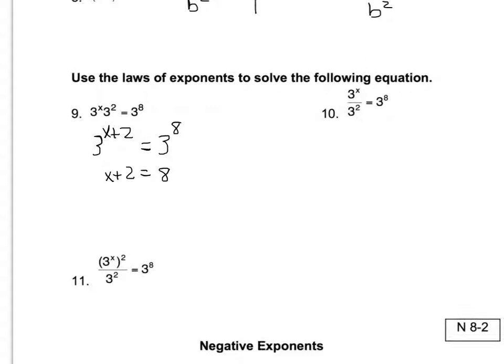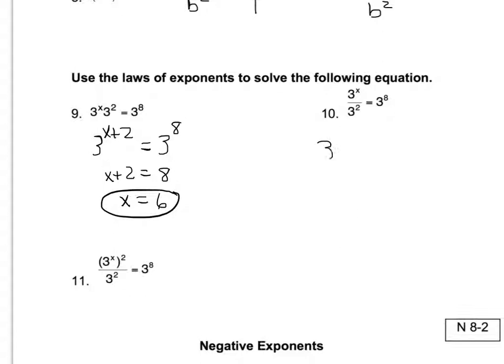If the bases are already equal to each other, the only way the equation is true is if the exponents are also equal to each other. So if I set up x plus 2 equals 8, I can subtract 2 from each side and I would get x equals 6. And I could actually plug that back into the original problem and double check to show that the left side will equal the right. Now if you look at 10, very similar, except instead of these exponent expressions being multiplied together, we have the quotient rule we need to use.